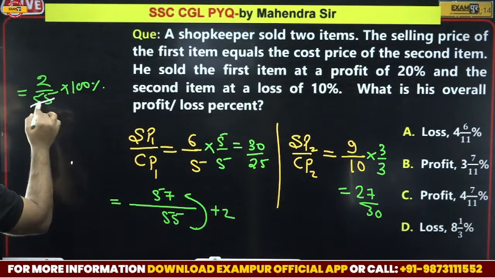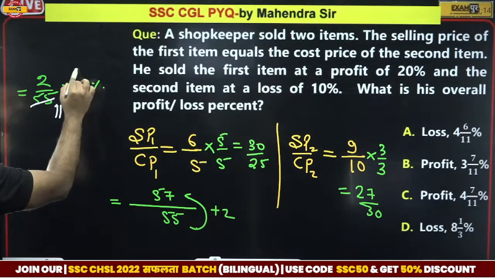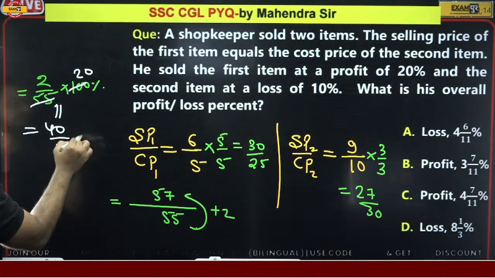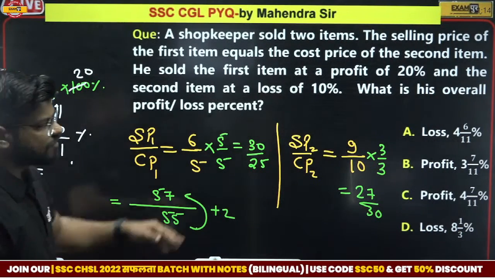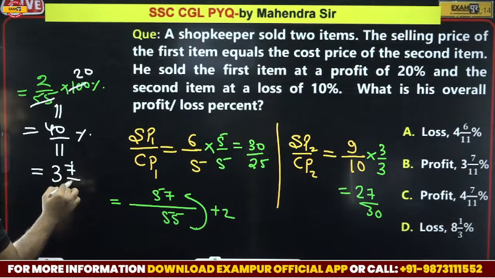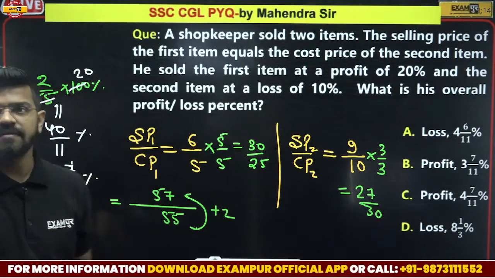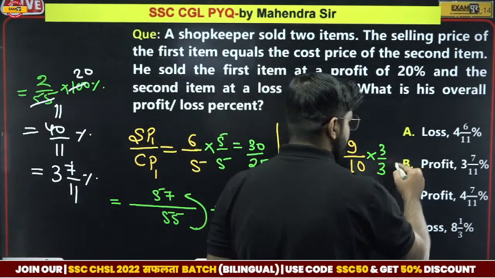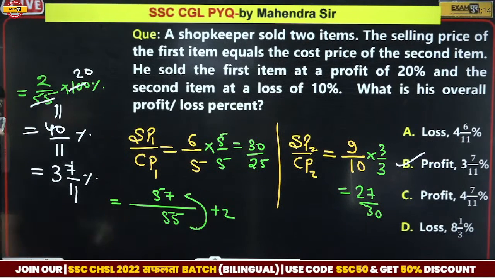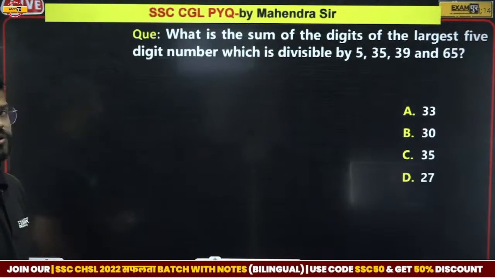So we have to calculate this. Here we are getting 11, here we are getting 20. So 2 times 20 is 40 by 11%. If we are getting 40 by 11, then just divide it 3 times, we are getting 3, 7, 11 is my right answer. That means option number B is absolutely correct. Yes, Shreya and Suhan, absolutely correct.